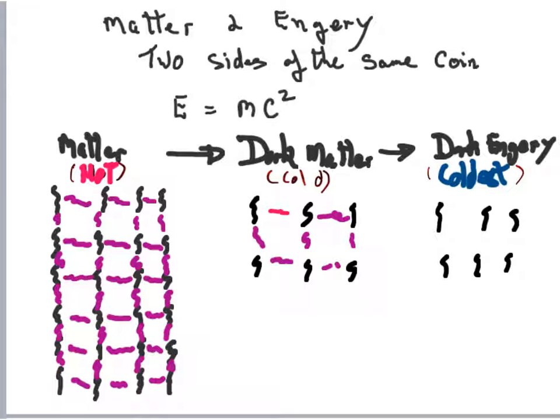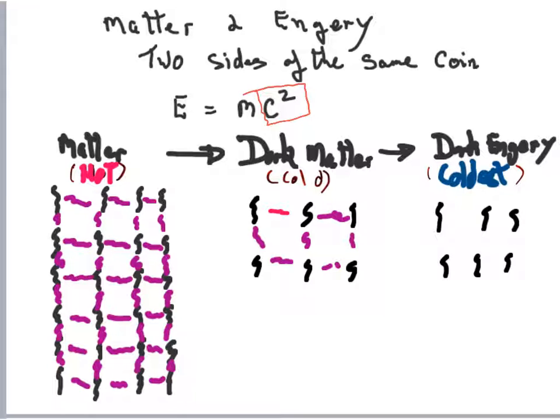Einstein suggests that matter and energy are two different sides of the same coin, E equals mc squared. Basically what he suggests is that energy is interchangeable with matter. And when you turn matter into energy, you release energy at the rate of the speed of light squared.